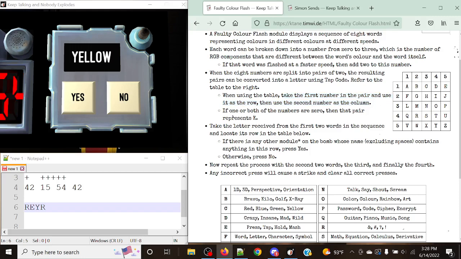Very simple. And if one or both of the numbers are 0, then that pair represents K. So if there happens to be a 0 present at all in one of the numbers, that's simply going to be 0. It's going to result in K.